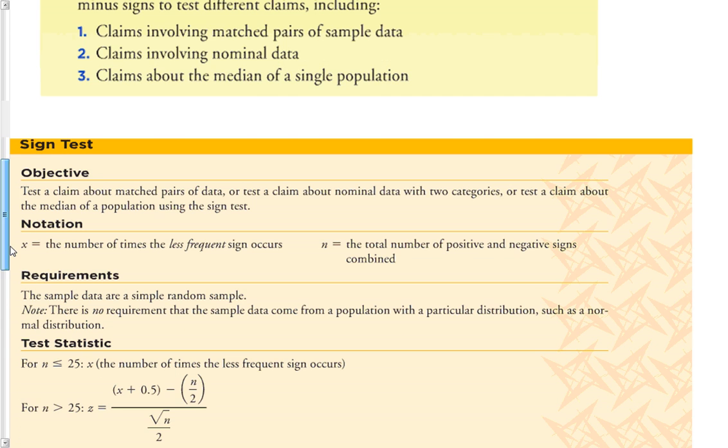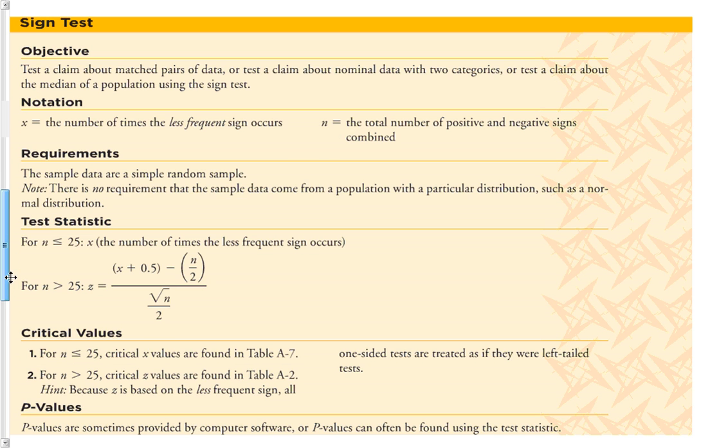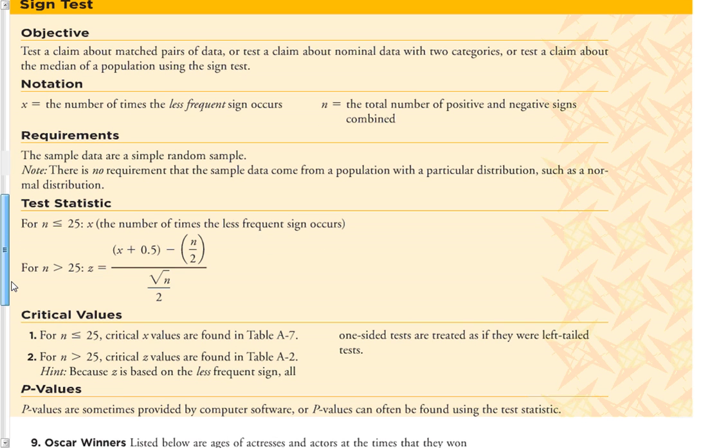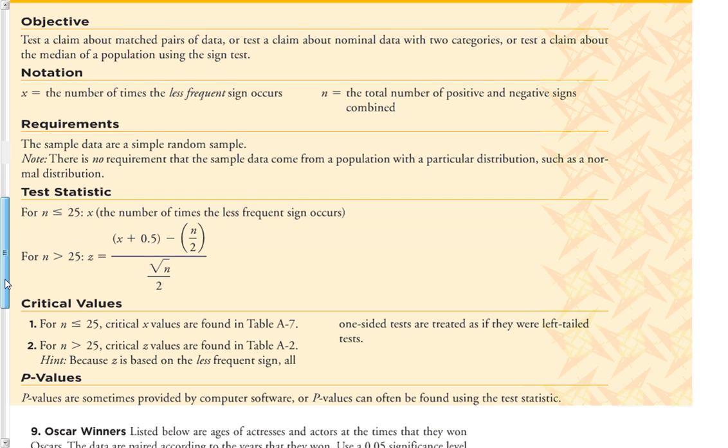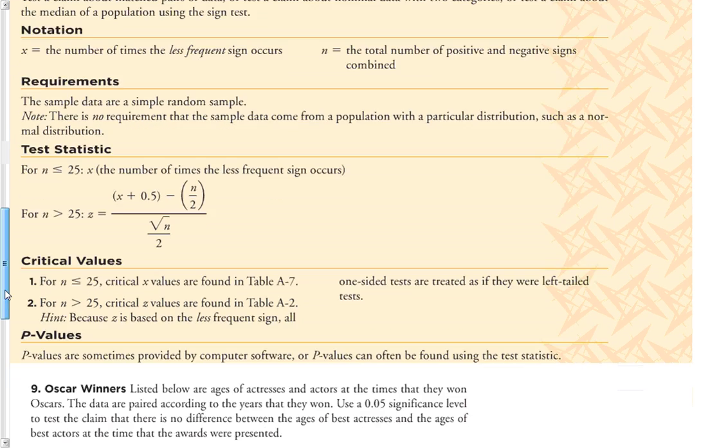So here are the objectives of the sign test, and we just went through the three of them. Let's take a look at the notation. X is going to be the number of times that the less frequent sign occurs. So remember, we're using plus or minus signs. X is going to represent the frequency of the less frequent sign, either plus or minus. Now, n is the total number of signs, and x is the frequency of the least frequent sign.